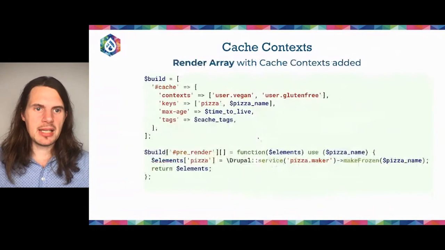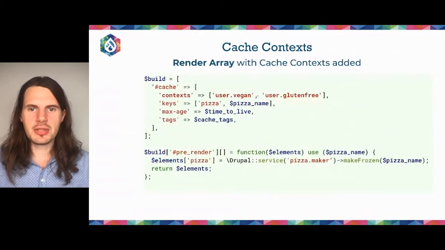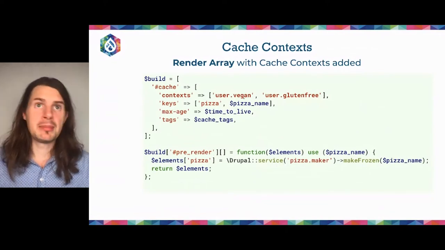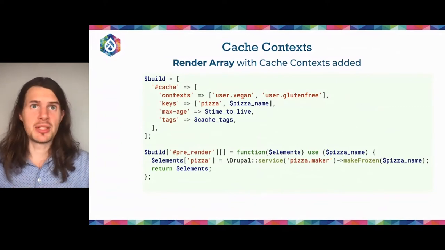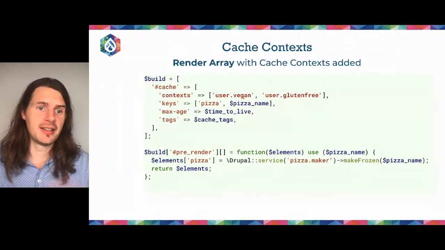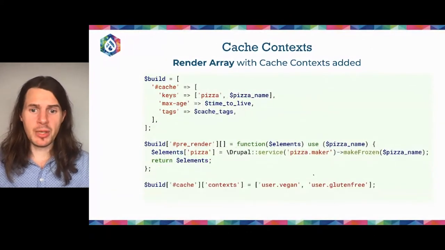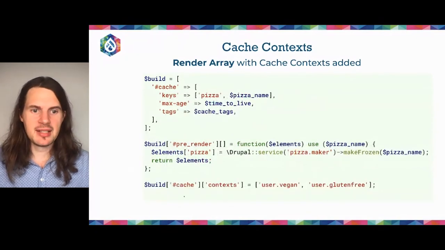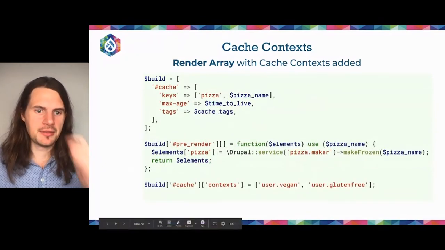OK, and now it's very simple to just add cache context. We just add context, user.region, user gluten free, and there we go. Now this pizza is varied by if the user's preferences are vegan or gluten free. The problem is now we've done exactly what we didn't want to do. We created a variation for a vegetarian pizza marinara. So to avoid that, we can also add the cache context later. So it's really a different way to create the same array.